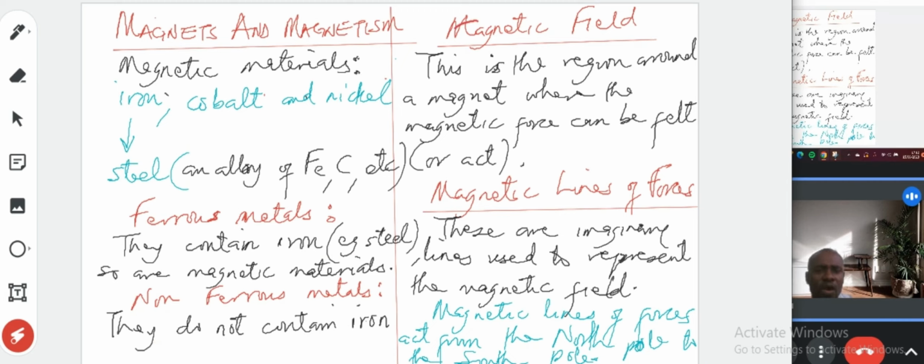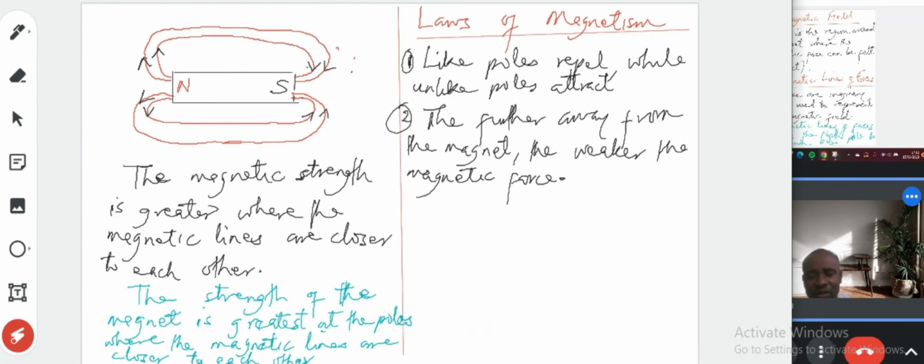The next is magnetic field. Magnetic field is basically the region around a magnet where the magnetic force can be felt. I will explain this when we get to the next page. The region around a magnet where a magnetic force can be felt. Can you go to the next page?